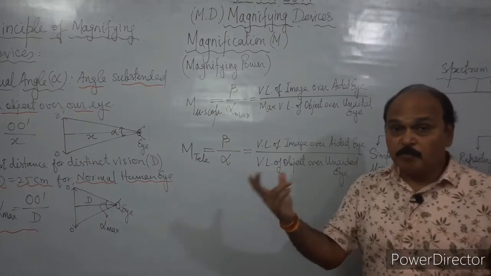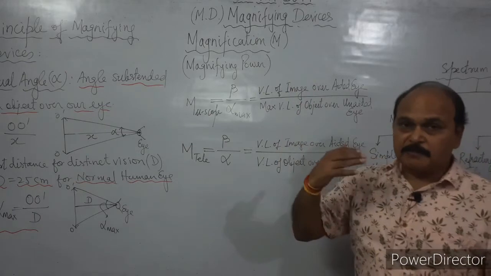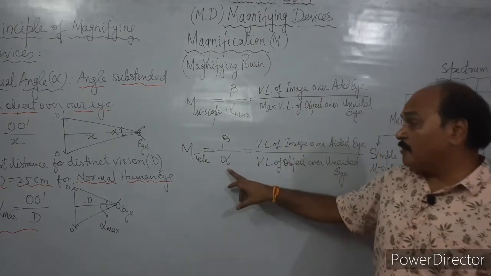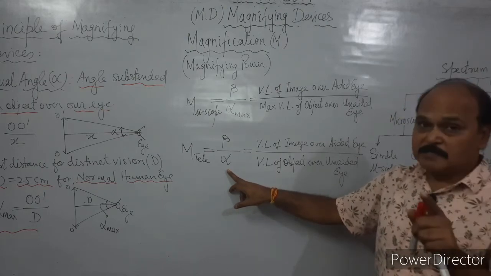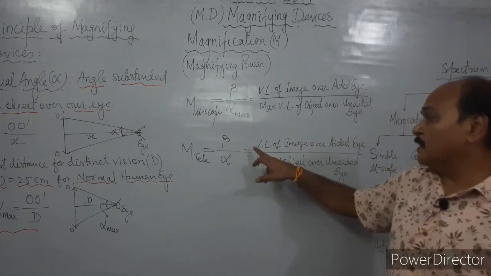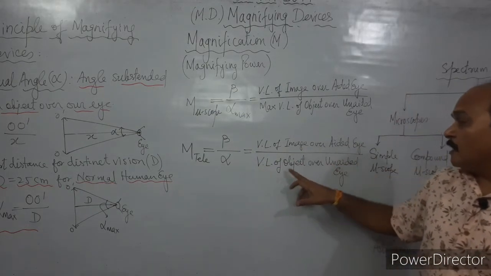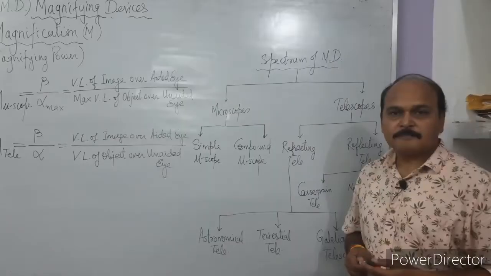When we look at moon or any heavenly object, its visual angle is fixed, not only over our eye, anywhere on the surface that visual angle is fixed. So this alpha, that is the initial visual angle of the object, is constant. So beta is as usual visual angle of image over our aided eye, and alpha is the visual angle of object over unaided eye or naked eye.